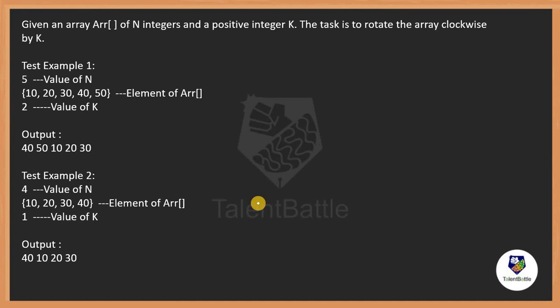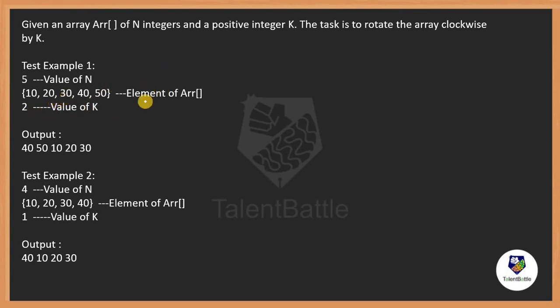So the question is, given an array of n integers and one more value they have provided, that is a positive integer value k. So we have two inputs, one is my array of n integers and second is a positive integer value, that is k. Our task is to rotate the array clockwise by k. So the k value is playing a role here, with the help of which we are going to rotate the array in clockwise direction. The first sample test case is provided with the input value of n as 5. So 5 elements will be there like this: 10, 20, 30, 40, 50. And the value of k is given as 2.